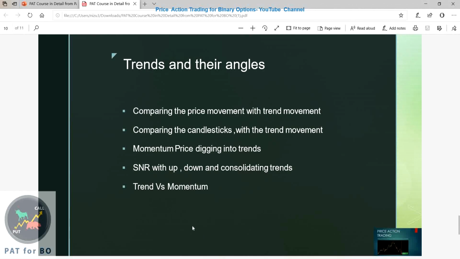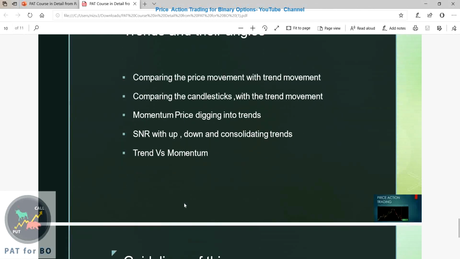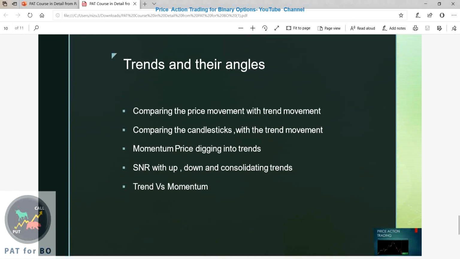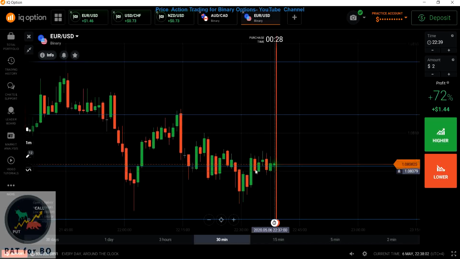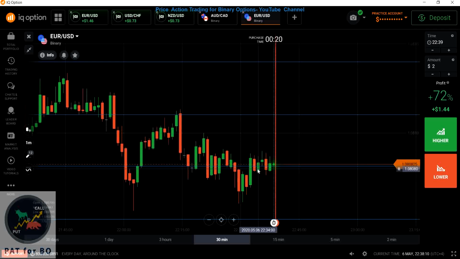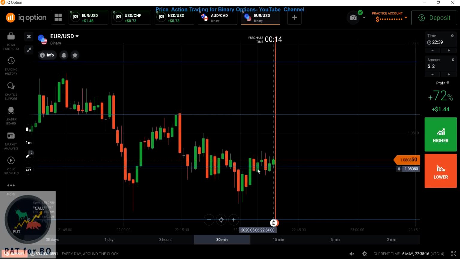Trend versus momentum, that is the very important part, last for today's session. Trend versus momentum is a very important part, guys. What you have to do in trend versus momentum is, I tell you, my momentum, my trend, my price action, my center points, the wave part of the trend, all should be in one direction. Then I can take a trade.